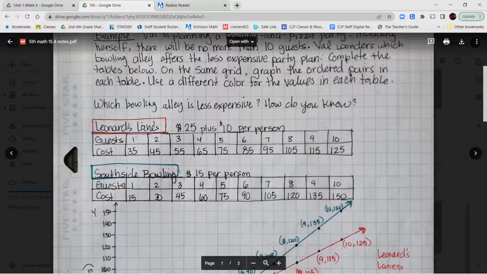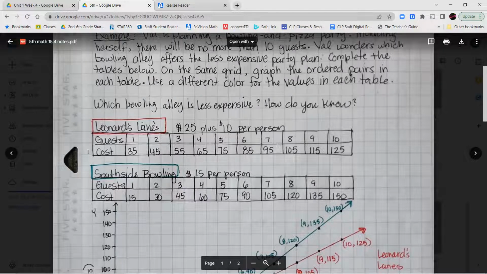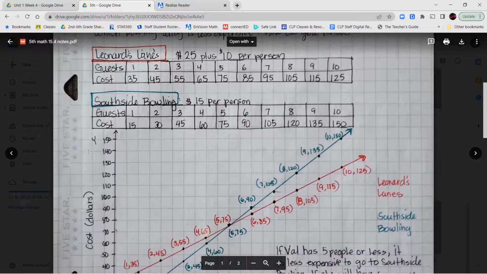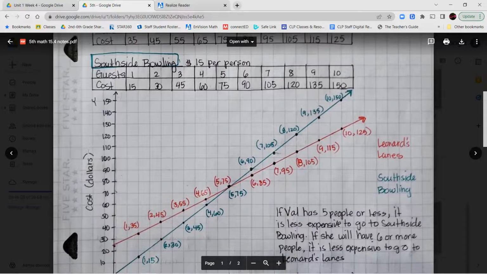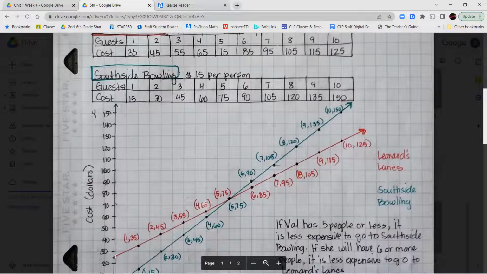So Leonard's, for 1, you would go 1, 35, 2, 45, 3, 55. So your number of guests is your x coordinate, and your cost is going to be your y coordinate for both. So we went ahead and plotted these points. So for your first, they charge a $25 flat fee, and then for the first guest, it's $10 more.